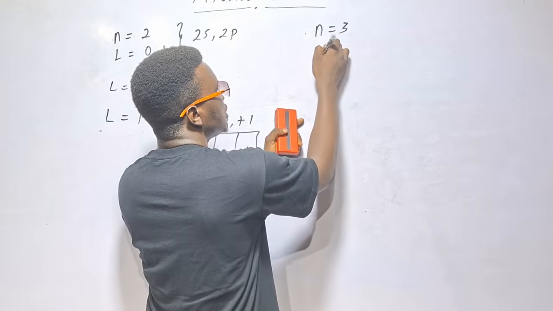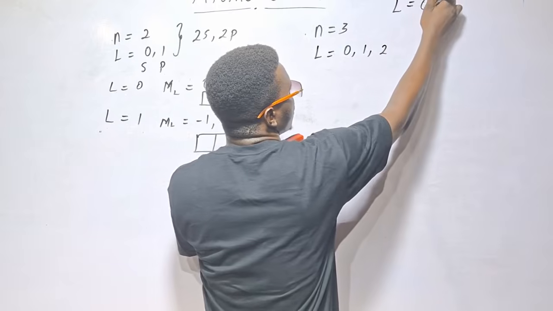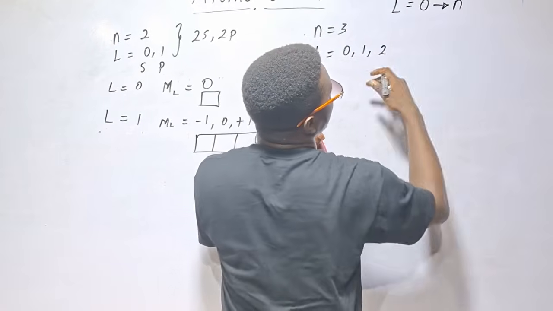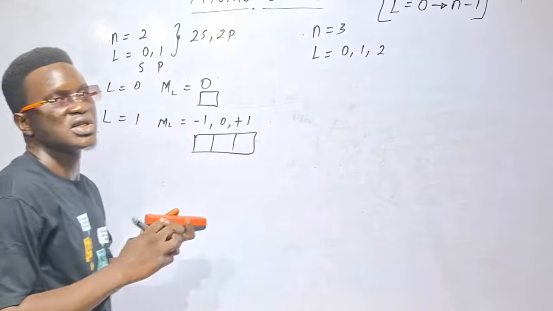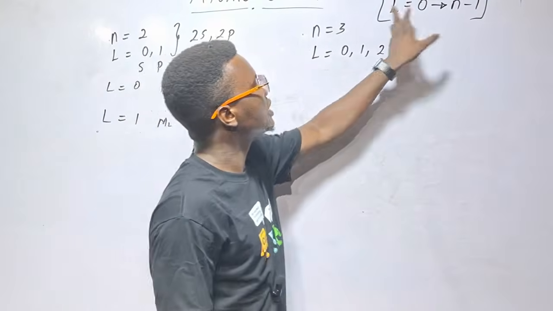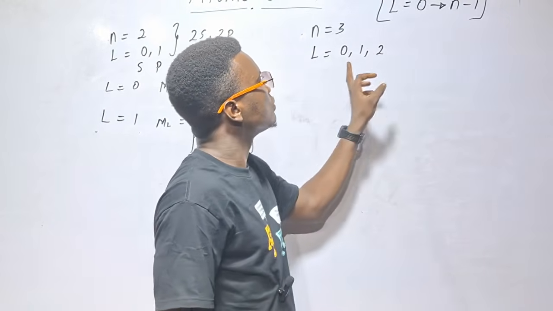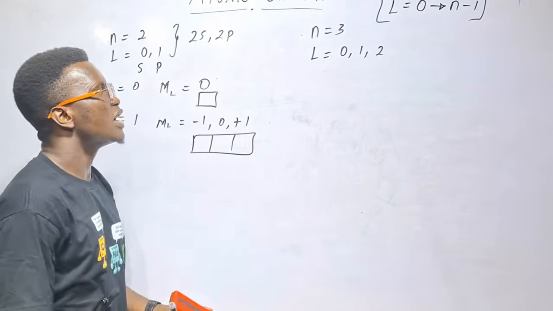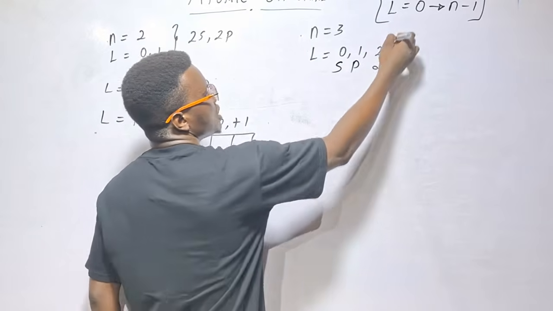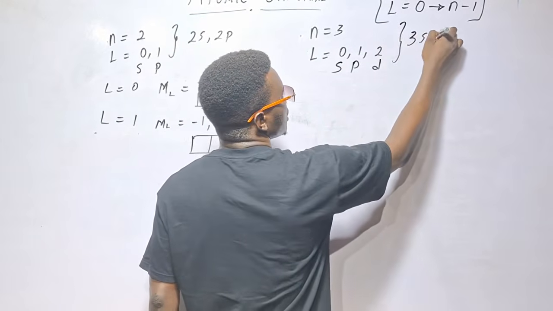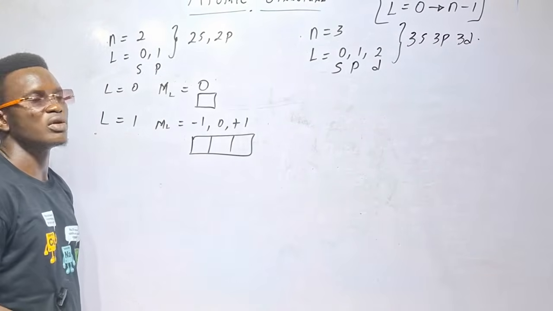So if n is 3, then L is going to be 0, 1, and 2. Don't forget, L always has the value of 0 to n minus 1. So meaning that if n is 3, that's 3 minus 1, that's going to be 2. So that will be 0 to 2. So that will be 0, 1, 2. And when n is 3, we have s, p, and d. So meaning that this is 3s, 3p, and 3d. Do you get that?